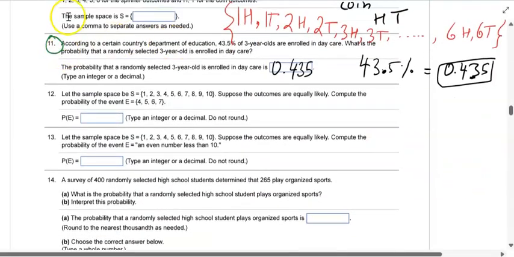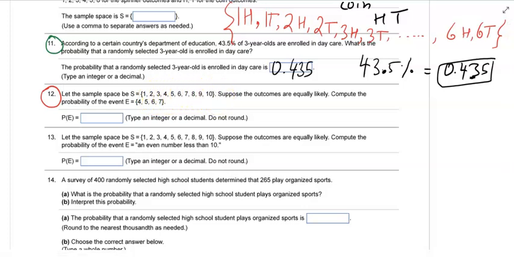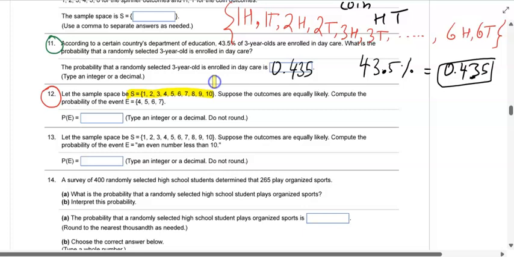Question number 12. Let the sample space be 1, 2, 3, 4, 5, 6, 7, 8, 9, 10. This is the sample space here, and the event is 4, 5, 6, 7. The question is, compute the probability of the event E.